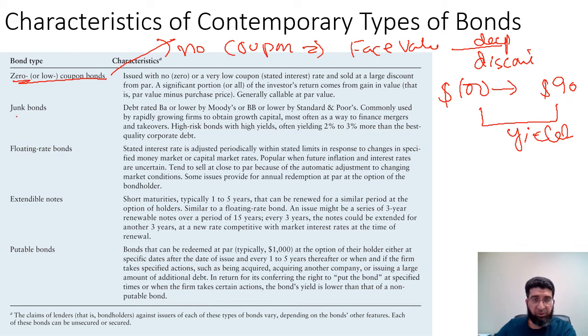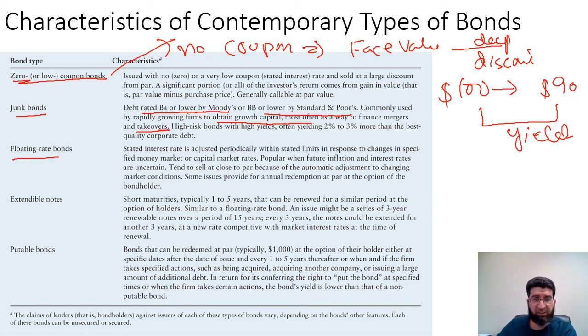Now there are junk bonds, which are rated Ba or lower by Moody's, or BB or lower by Standard & Poor's. They are commonly used by rapidly growing firms to obtain growth capital, most often as a way to finance mergers and takeovers. They are highly risky, hence high premiums are expected on these bonds.